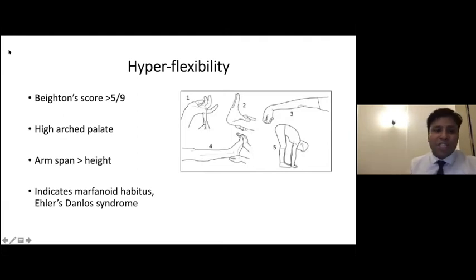Look for high arched palate. Measure the arm span and measure the height. If arm span is more than the height, this indicates a Marfanoid habitus. You have to comment on that.